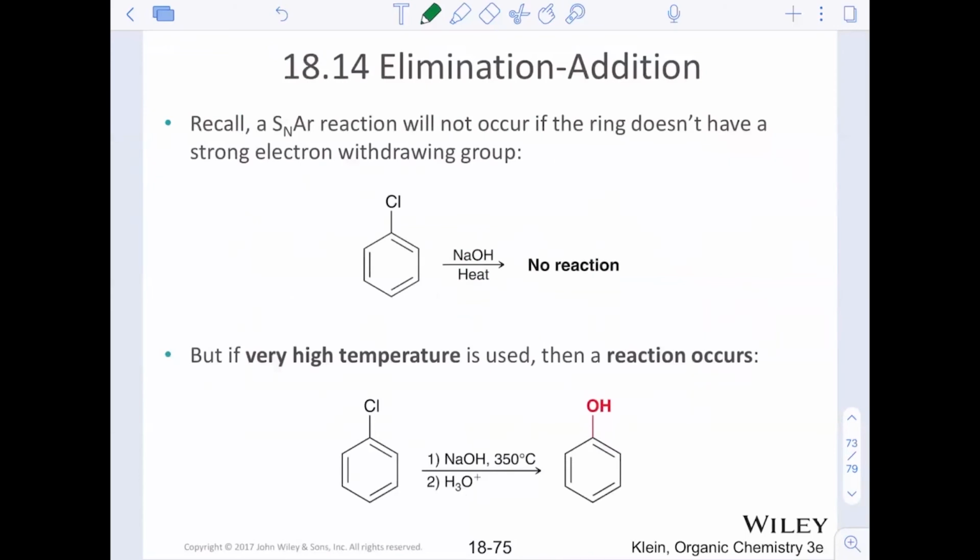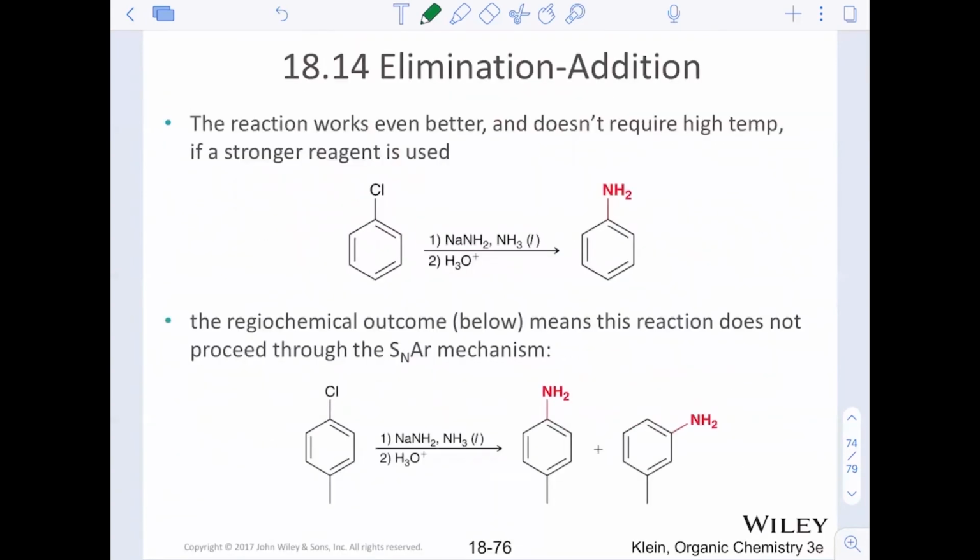All right, so nucleophilic aromatic substitution will not occur if the ring does not have a strong withdrawing group. No reaction, right? But if very high temperatures are used, then the reaction can occur. Notice that all we did was make it 350 degrees Celsius, super high. The reaction works even better and doesn't require high temperature if a stronger reagent is used.